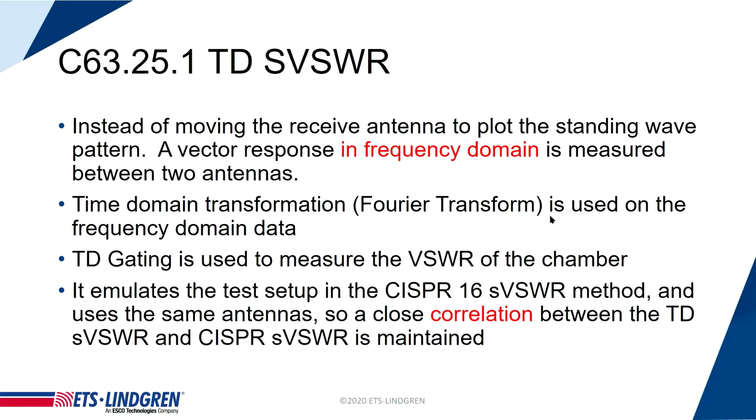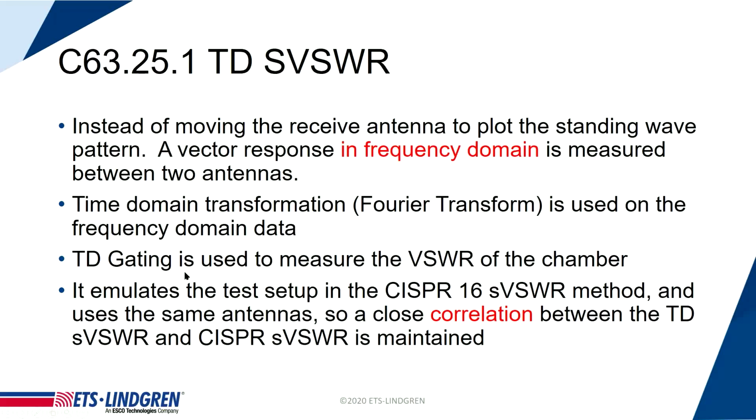The data acquisition is still a frequency domain sweep. To be able to do the Fourier transform, unlike the traditional site VSWR method, we have to obtain the vector response. We have to have both magnitude and phase. Once you get the information in time domain, what you get is an impulse response between two antennas as a function of time. Then you can apply time gating to measure the VSWR of the chamber.